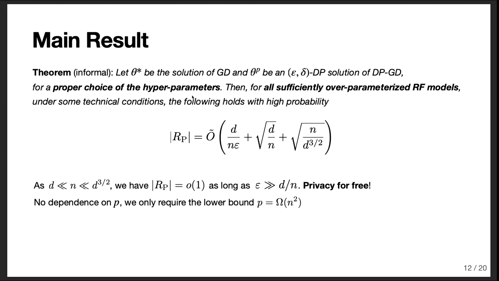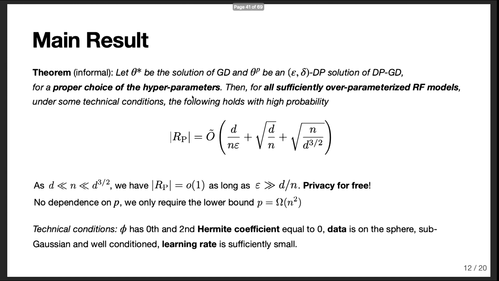We require a lower bound, which is p is larger than n squared. I do think that this can be improved to simply n, but this is not what we formally have in the paper. And the technical condition is, if any of you is interested, we assume something on the Hermite coefficients of the activation, data is on the sphere, concentrated, and the learning rate is sufficiently small.